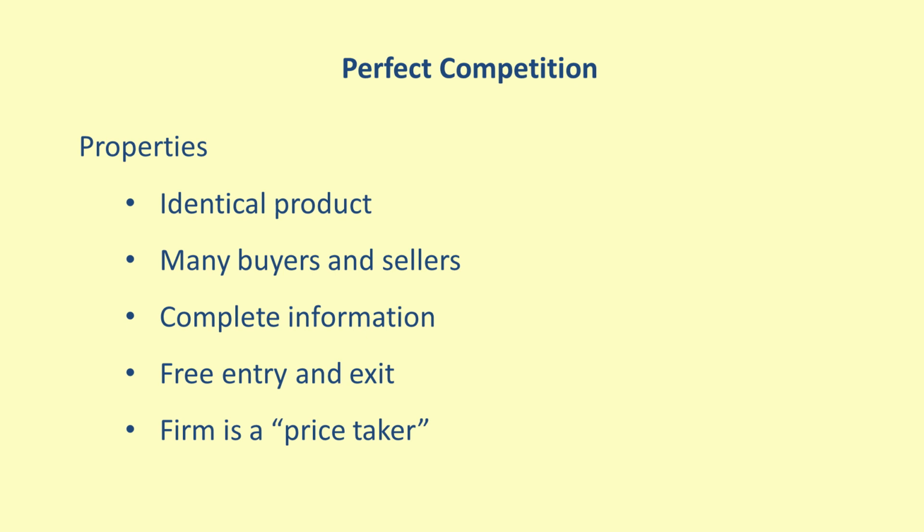In perfect competition, because there are so many firms selling an identical product, no individual firm has the ability to influence the price it receives for the product it sells. As a result, we say that every firm is a price taker. Each firm must accept the price dictated by the market.